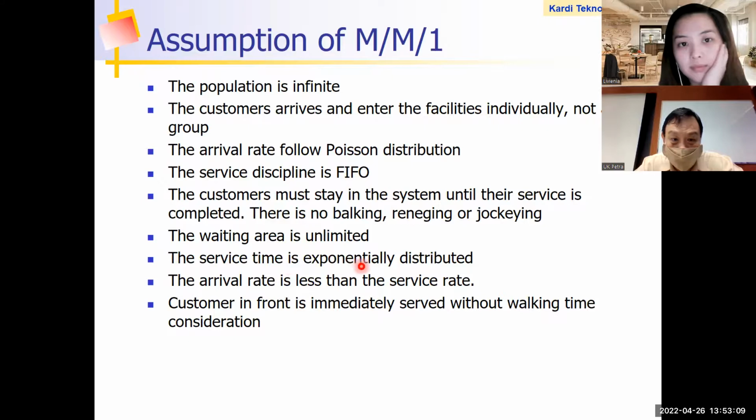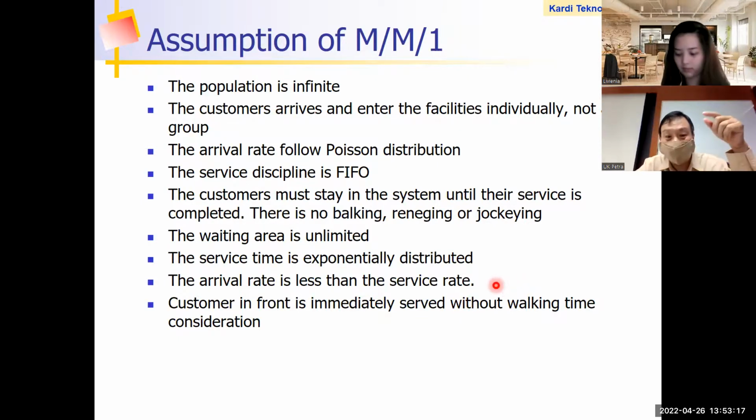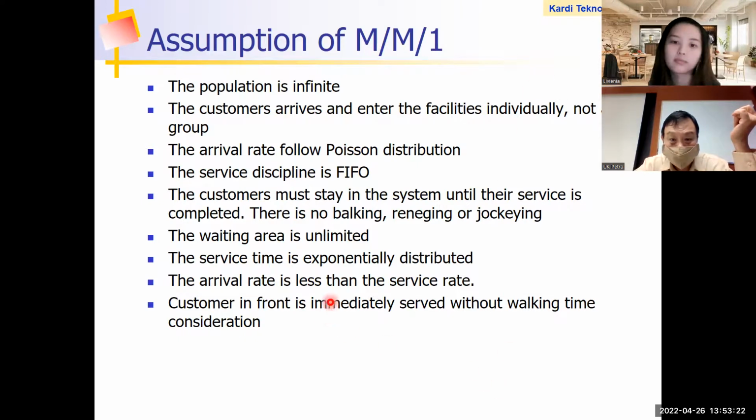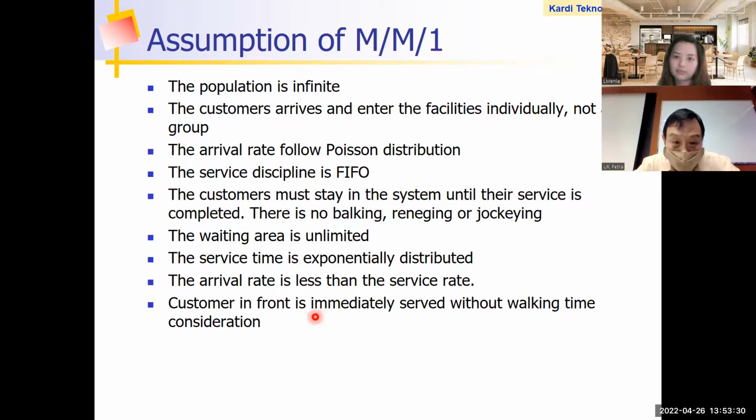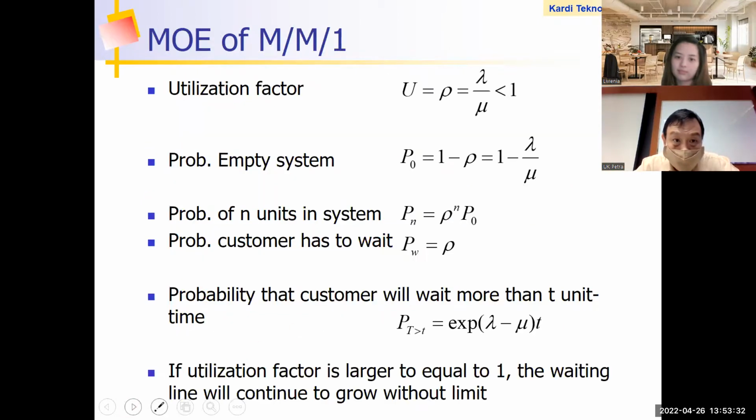Service time is exponentially distributed. Arrival rate must be less than service rate. Why? Because if the arrival rate is larger than the service rate, you cannot use M/M/1. The customer in front is immediately served without walking time, so walking time is not included there. Okay. Using that, now you have this formula.